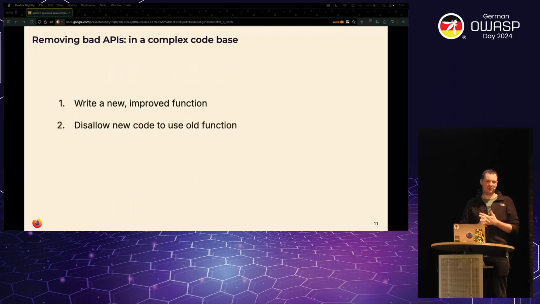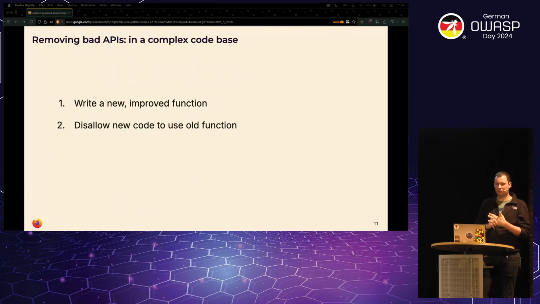The next step that you can often follow is you disallow usage of the old, bad, insecure function in new code. What you would do is some sort of static analysis, maybe a linter rule in JavaScript, and you would say all new code that intends to call our bad function is not going to be landed, is not going to be committed.